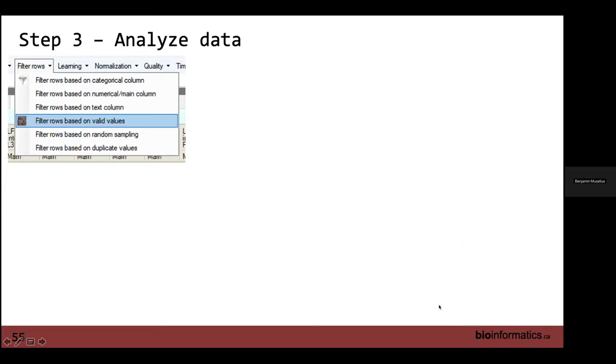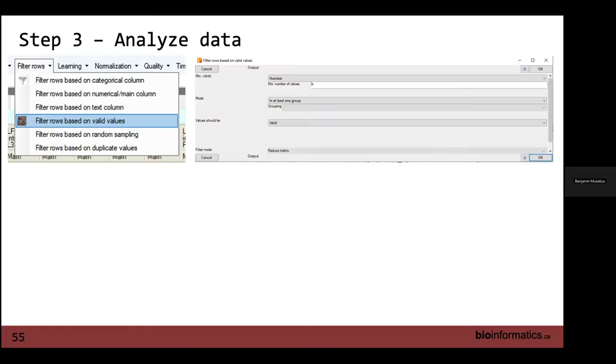All right, the next thing we want to do is go up to filter rows on the top and come down to filter rows based on valid values. In this case, we have 4 replicates. We're going to say that we need a minimum number of 3 valid values, and we want to reduce matrix. What this is doing is saying we want a protein to be identified in at least 3 of the 4 runs in order for us to include it in our analysis.